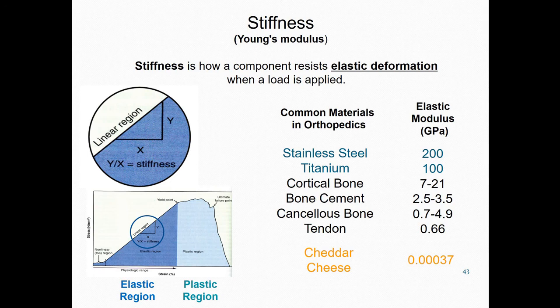Cortical bone has somewhere between 7 and 21 gigapascals of stiffness, depending upon the sample that you're using to measure. Bone cement has a stiffness of 2.5 to 3.5. Tendon has a stiffness of 0.66. And to follow on from our comedy example in the previous slide, cheddar cheese has the remarkably low elastic modulus or stiffness of 0.00037.